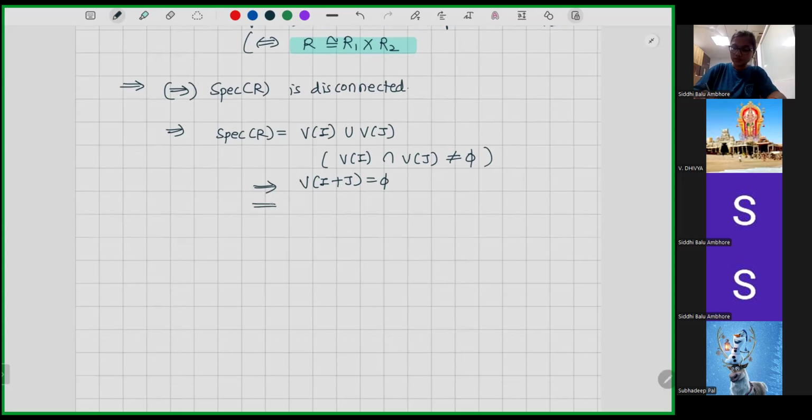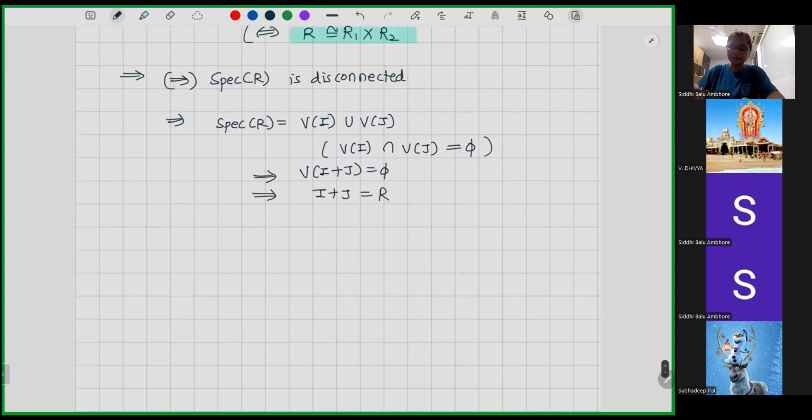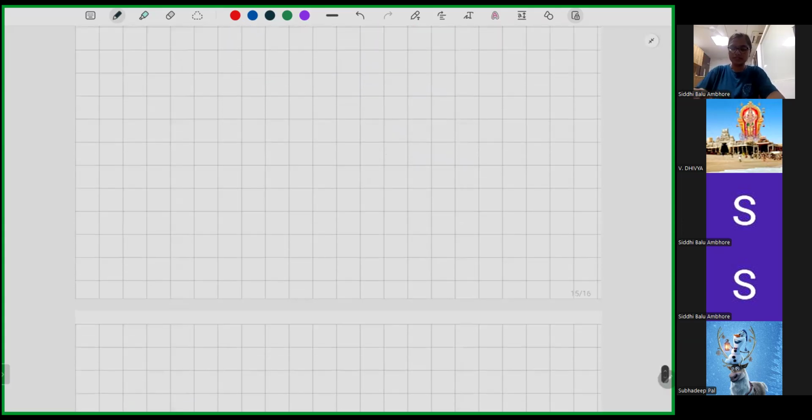So this implies that I plus J, okay, we are using this property here, that V of I intersection J is what? V of I plus J. And V of I plus J is empty, which implies I plus J is R. So it implies that I and J are co-maximal ideals. Again, Spec R is V of I union J. V of I union J is V of I into J. So we will be using all these properties here.